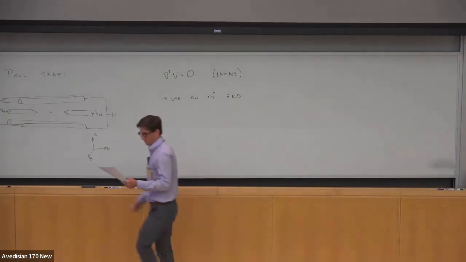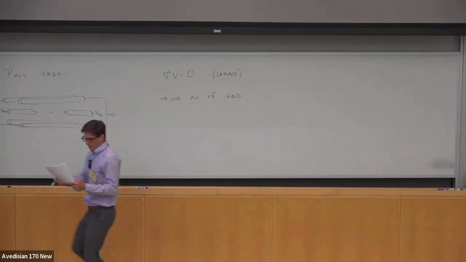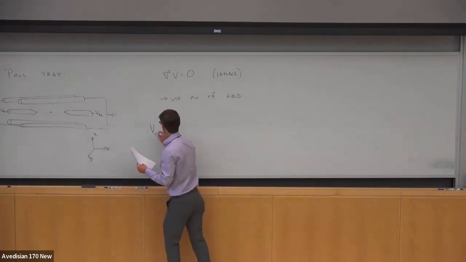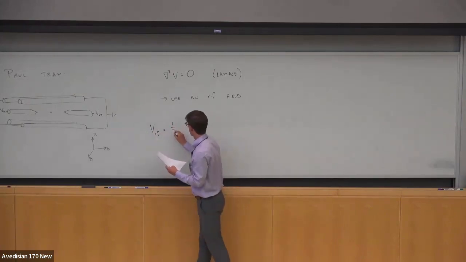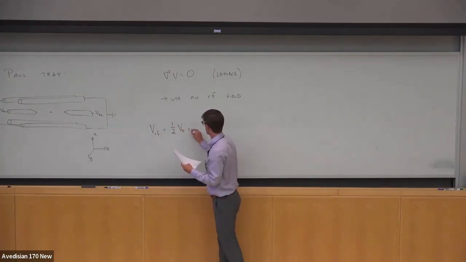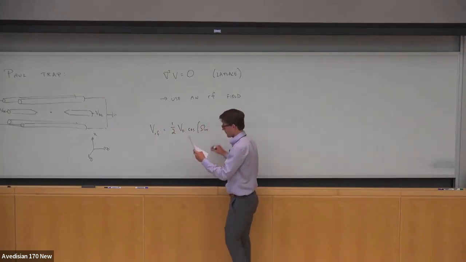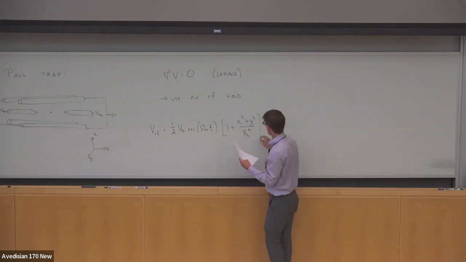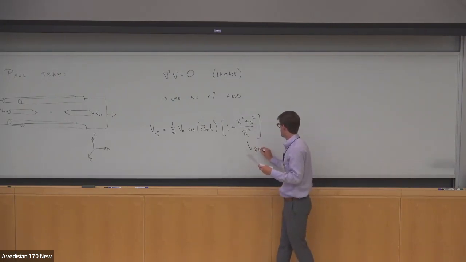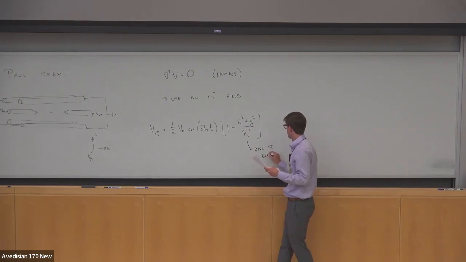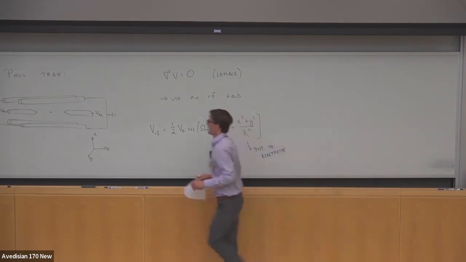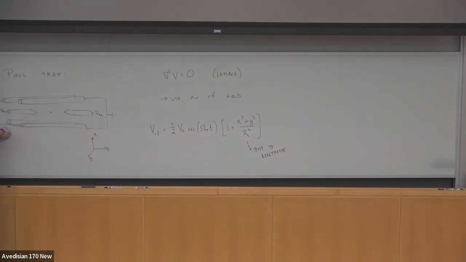Right, fantastic. Okay, so we're using this dynamic electric field to do the stabilization. And so let me write down what this V_RF is that's getting applied here. V_RF, I'm going to write this as 1/2 times V_0 cosine of capital Omega_T times time, times 1 plus x squared plus y squared over capital R squared. Okay, and so this capital R is the distance to the electrode. So this is an overall length scale that measures how far away the ion is from the electrode.